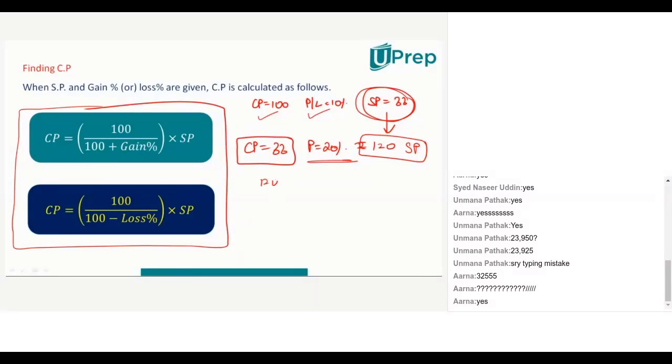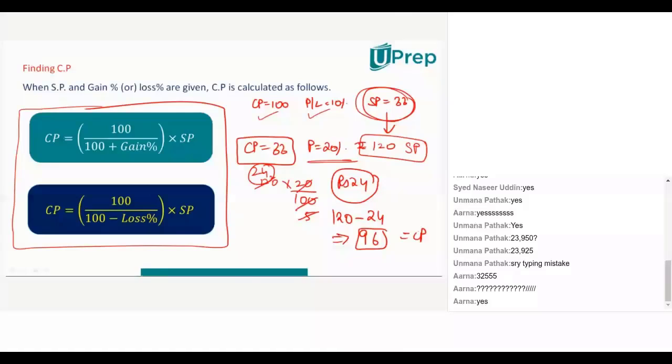Okay, so let me just do what Priscilla has said. First, she says find 20% of 120. 25s are 100, 5 2s are 10, 5 4s are 20. That is rupees 24. And she says subtract this from 120. So 120 minus 24. She says we get 96, which is the cost price. Now, let's see if what Priscilla has told us is right. According to Priscilla, the cost price is 96 rupees. All right. And I have a profit of 20%.